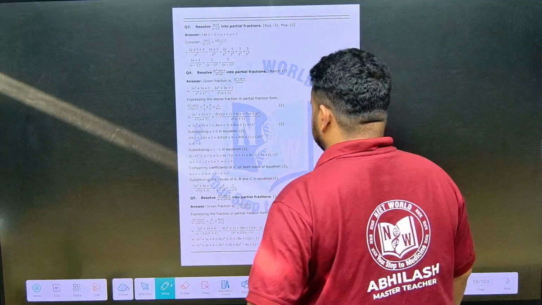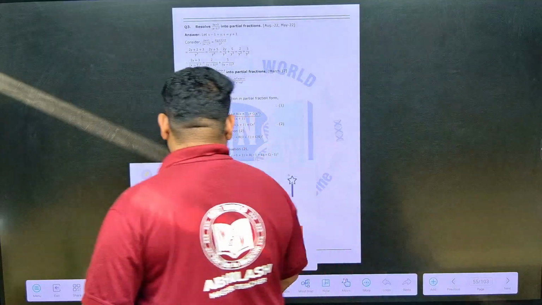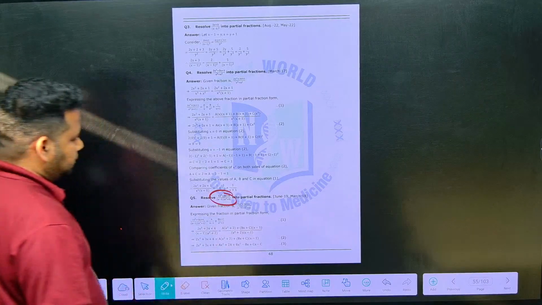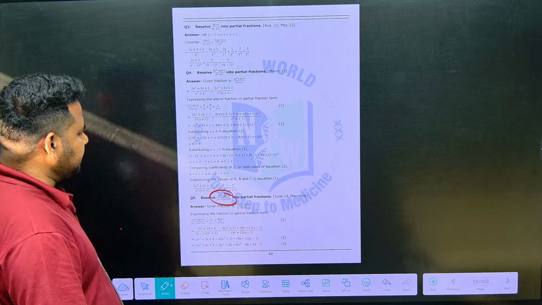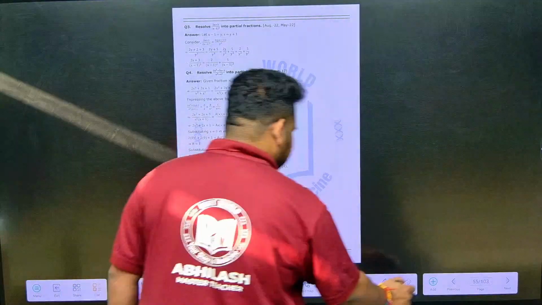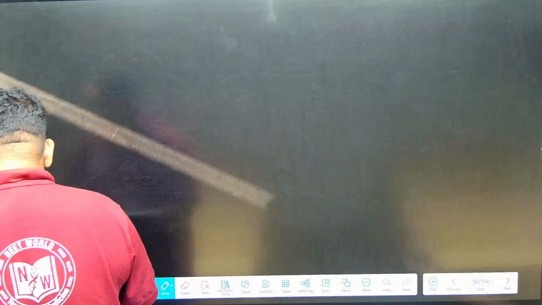Okay, what is the question that we have? Let us solve this fifth one. They have given 2x square plus 3x plus 4 divided by x minus 1, x square plus 2, which we resolve into partial fractions. Okay, got it. So, let us take up the question. Resolve into partial fractions.